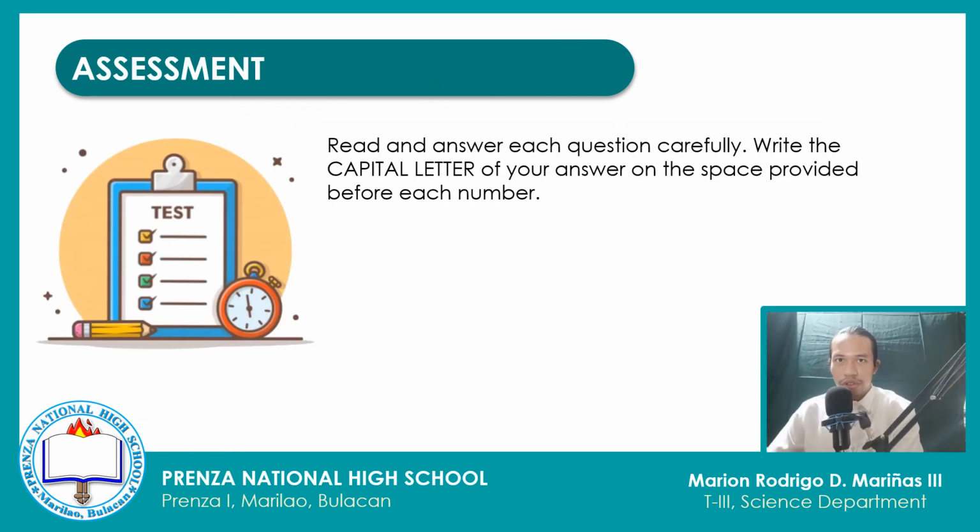So to test yourself if you understand our lesson regarding immunity and vaccination, you're given the remaining time to answer the assessment on your activity sheet. Please follow the instruction. Read and answer each question carefully. Write the capital letter of your answer on the space provided before each number. Let us now have question number 1.